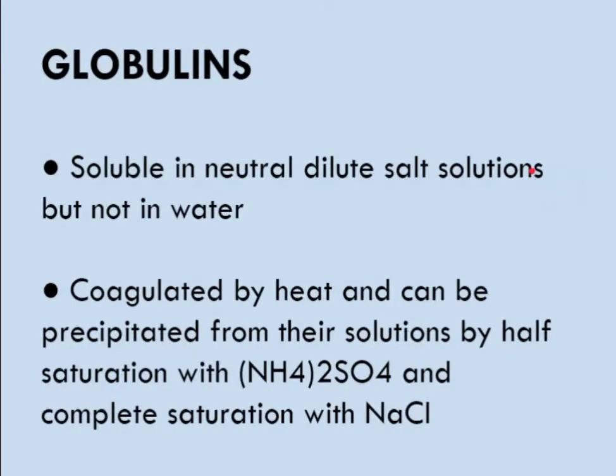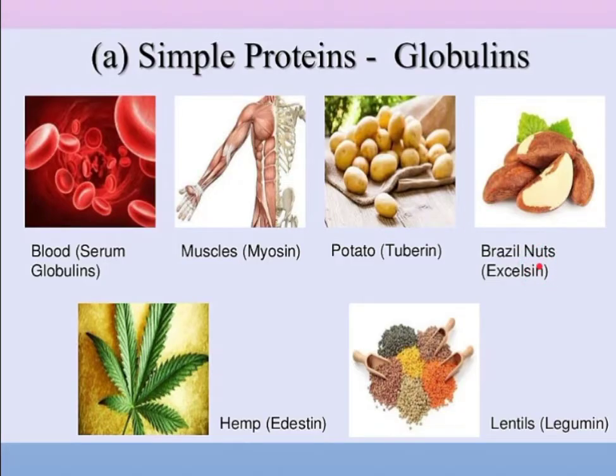Next, we have your globulins. Globulins are soluble in neutral diluted salt solutions, but not in water. They can be coagulated by heat and can be precipitated from their solutions by half saturation with ammonium sulfate and complete saturation with sodium chloride. Good examples of globulins under your blood are your serum globulins. Under your muscle, we have your myosin, and in potatoes, which are also a good source of globulins, in the form of tuberin. We also have them in Brazil nuts, in hemp, and in lentils as well.